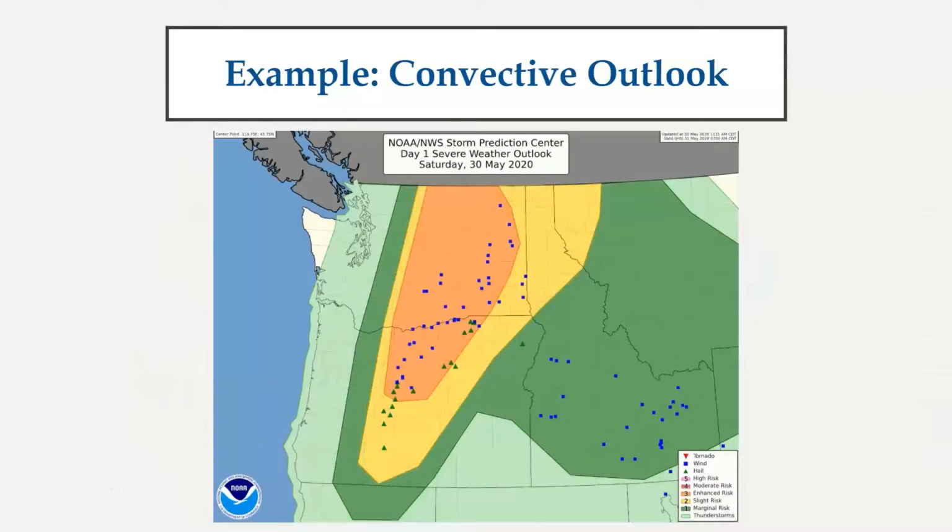So go to the next page. So this was actually a good forecast. This is kind of the verification. So we can see those symbols, the triangles are hail reports, the squares are wind reports. And you can see that this was a pretty well forecast event, stretching from all the way down in South Central Oregon all the way up into Northeast Washington.